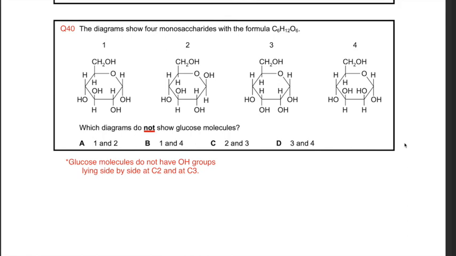How do we know which one doesn't show glucose molecules? If you look at diagram 3 and 4, at carbons 2 and at carbon 3, there are 2 OH groups lying side by side. However, glucose molecules do not have OH groups lying side by side at carbon 2 and at carbon 3. Therefore, the correct answer is D, 3 and 4, since the question refers to does not show glucose molecules. There, we have just covered around 40 questions in under 30 minutes.